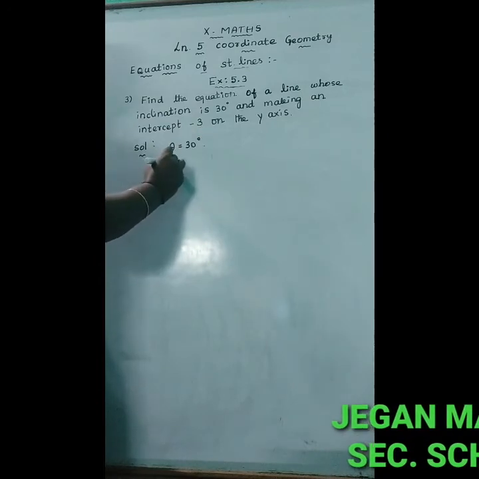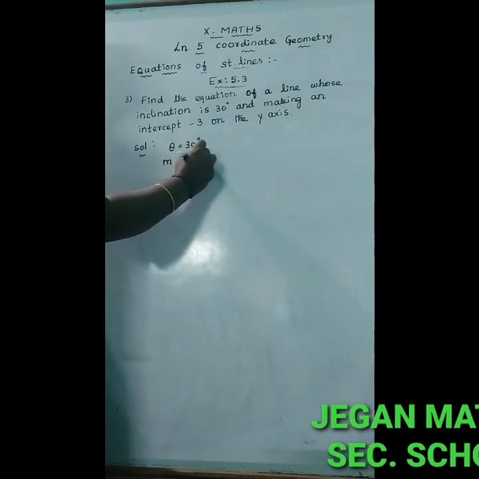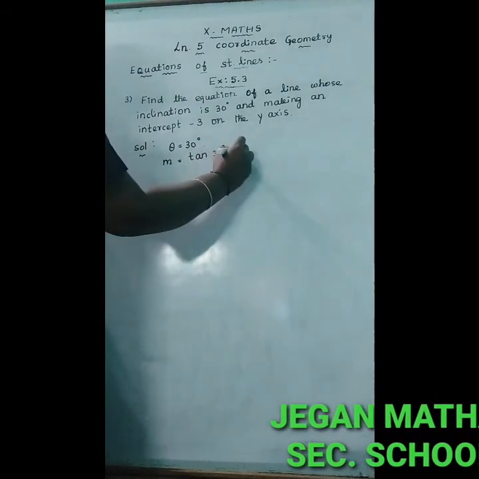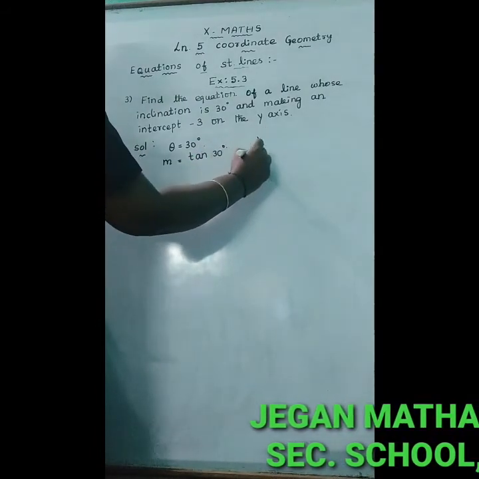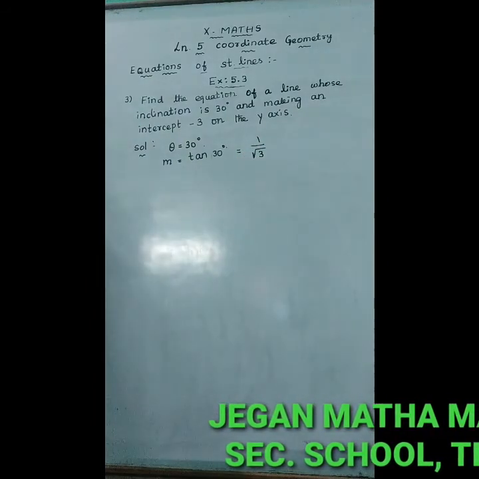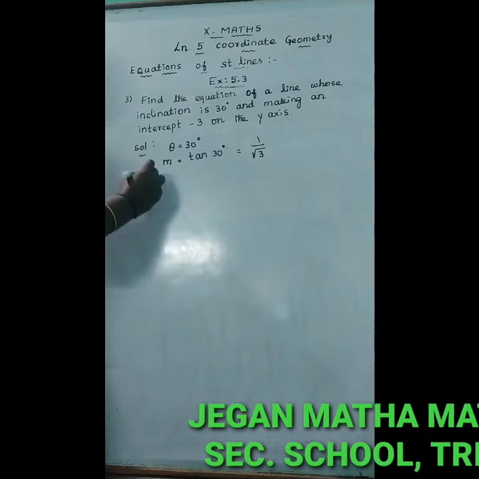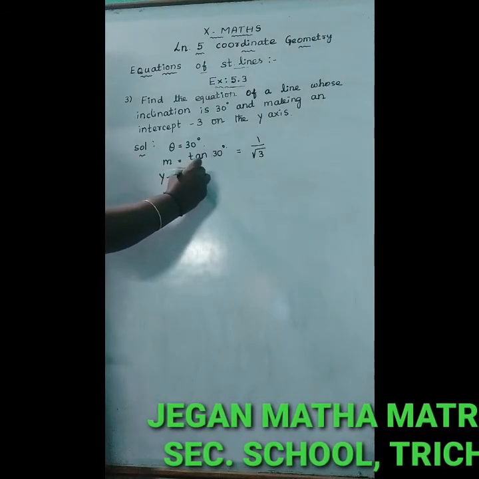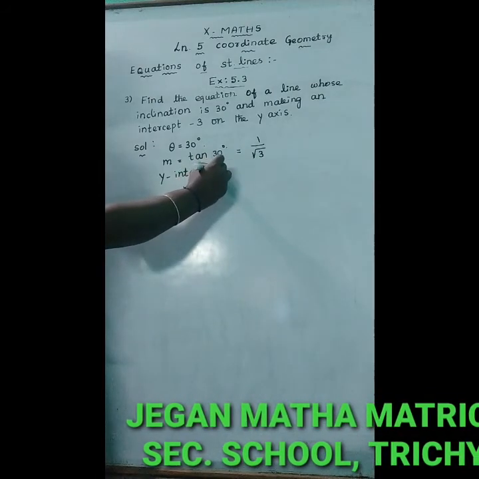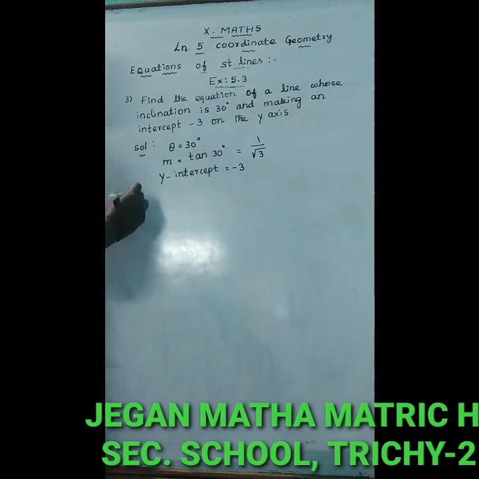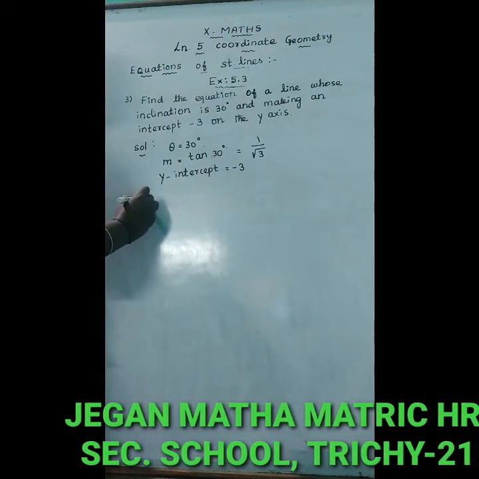So that means m is equal to tan 30 degrees. Tan 30 degrees value is 1 divided by root 3. So the slope of the equation is 1 divided by root 3. Then already given, the y-intercept is minus 3.